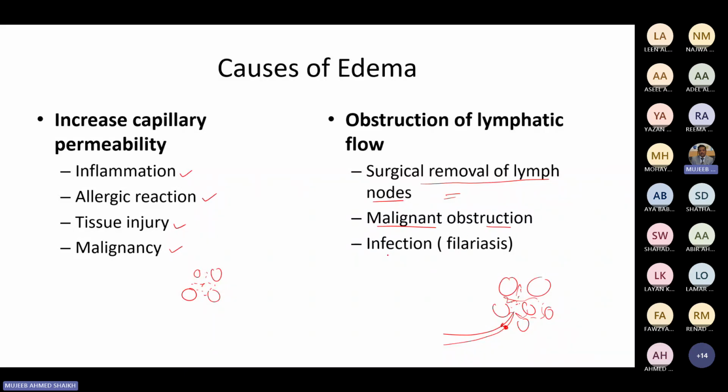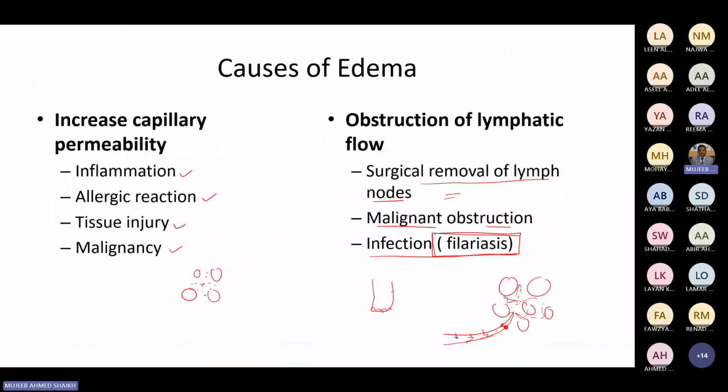There is one condition called filariasis. Has anyone heard about it? Filariasis. Yes, it's like elephantiasis. The limb will become like an elephant limb. This is because of the infection occurring in the lymphatics. Lymphatic blockage is happening, and that's why it will become like an elephant limb.